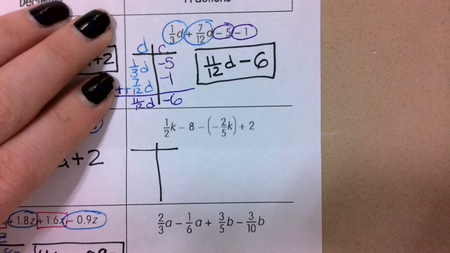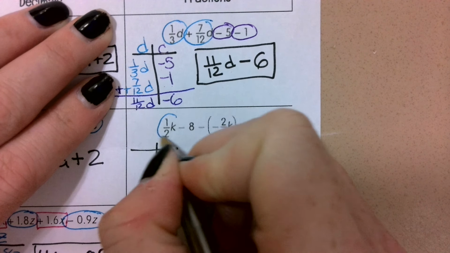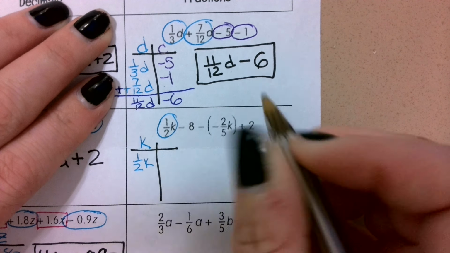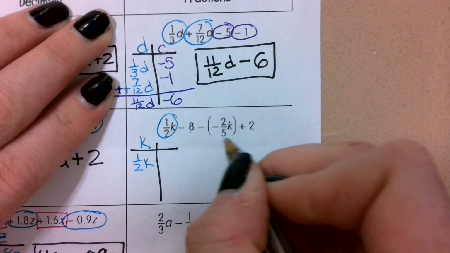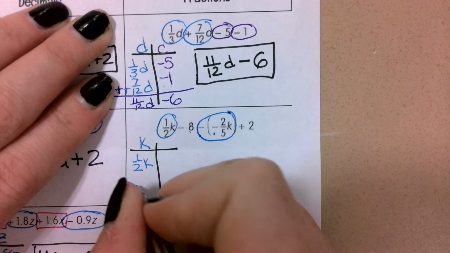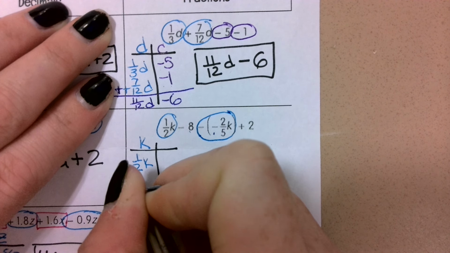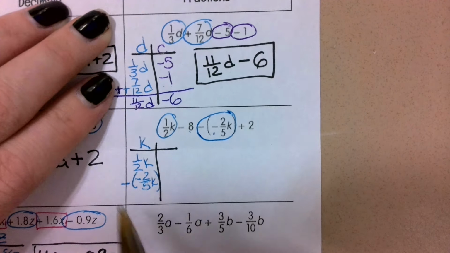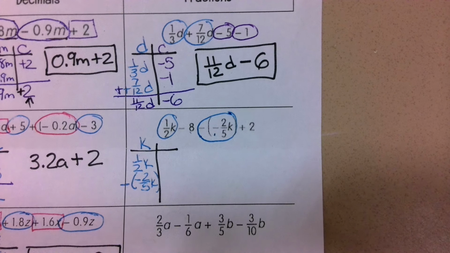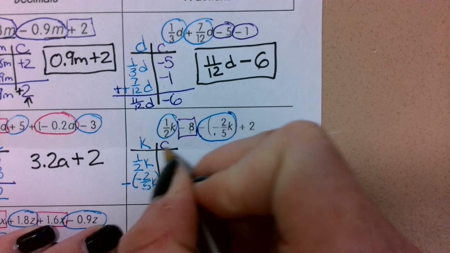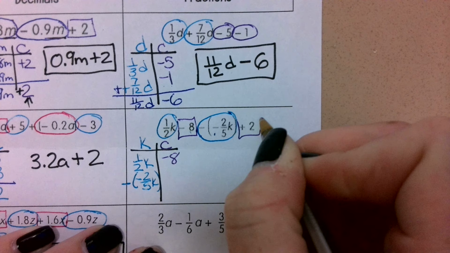T-chart, first term, 1/2 k, so I'm talking about k's. 1/2 k, that's a constant. Oh, I've got another k, minus a -2/5 k. So minus a -2/5 k. Now I wrote them both because it's important. You have to take the sign with it. Next, I'm talking about my constants. So -8 plus 2.